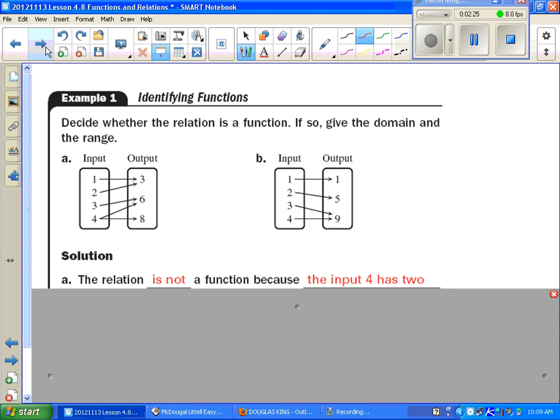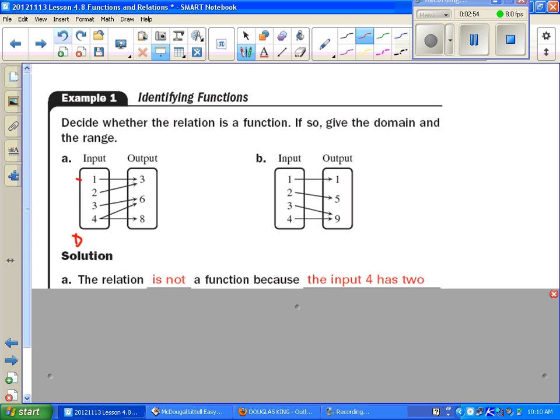Example number 1 says identifying function to decide whether the relation is a function. When you're looking at function mapping like this, you have input output bubbles, if you will. A lot of times people just circle them like this, each of those. When you're looking at that in order to determine if it's a function or not, when you're looking at your inputs, your domains, the numbers can only have one arrow leaving each of them.